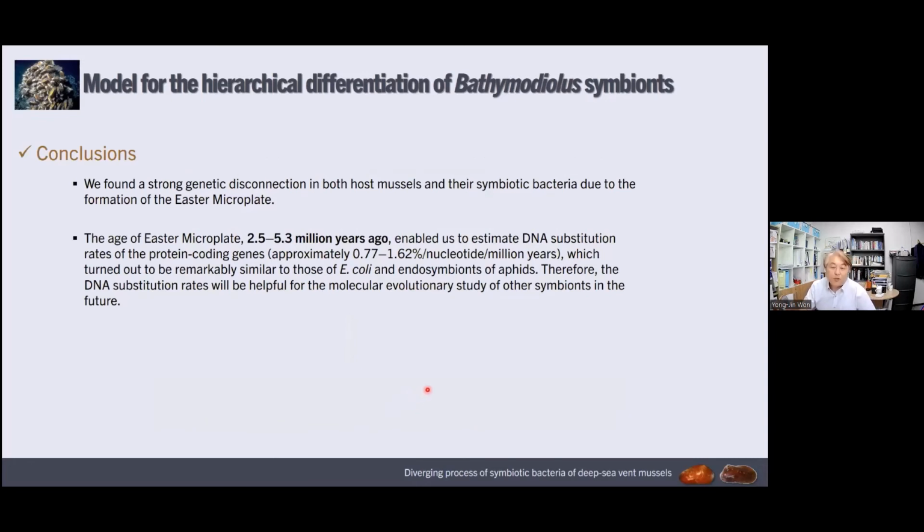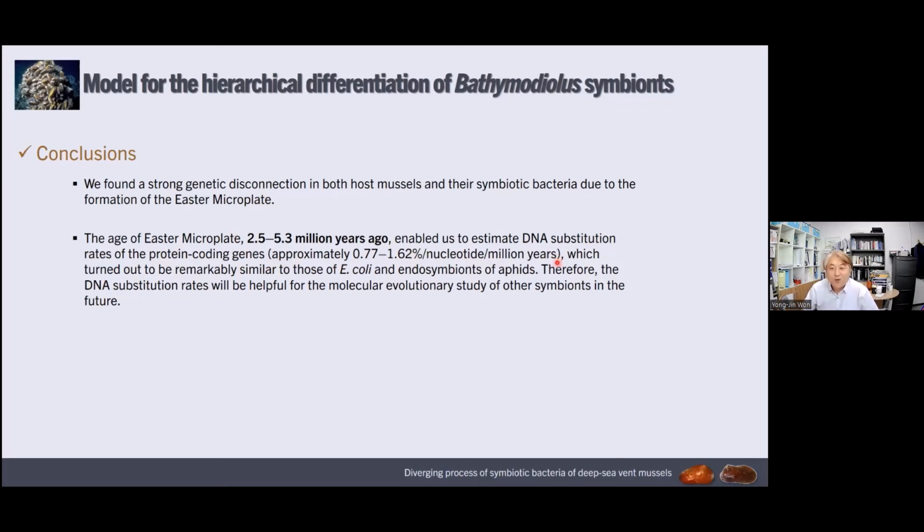So from the study of Eastern Pacific deep sea mussels and their bacteria, we found a strong genetic disconnection in both host mussel and their symbiotic bacteria due to the formation of the Easter microplate. The age of the Easter microplate enabled us to estimate the DNA substitution rate of the protein coding genes of bacteria. It is calculated as 0.77 to 1.62% per nucleotide per million years.